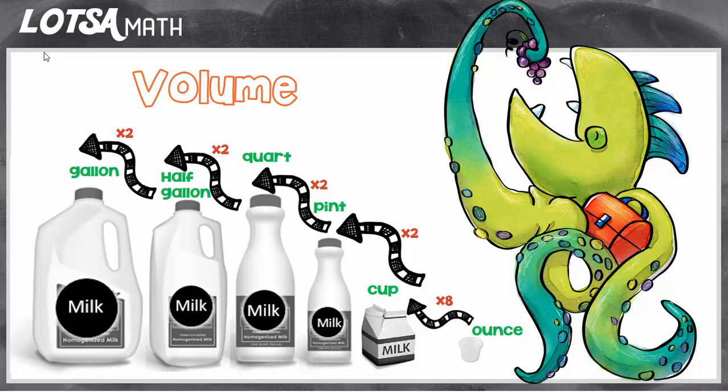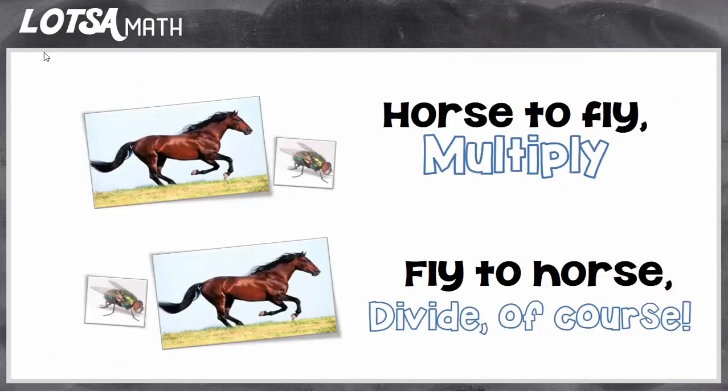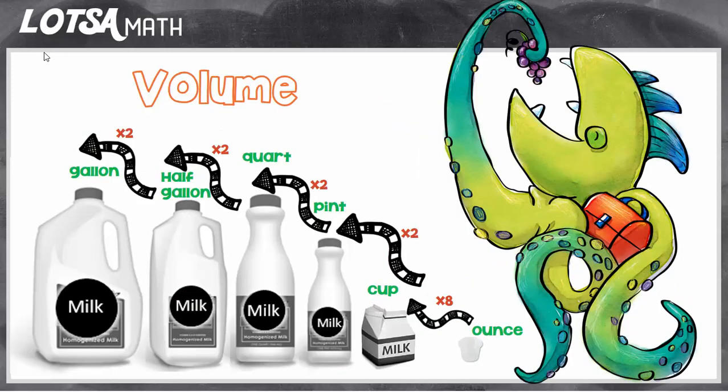So when we convert units of volume, it's going to be the same as when we did units of length, feet and yards and inches. So you're still going to do horse to fly multiply or fly to horse divide of course. But you have to know what to multiply or divide by. And that's where this can be a little bit more tricky because there are so many more units than there are in the units of length. So let's look and see how we would do that. And it all goes back to thinking how many are in 1.